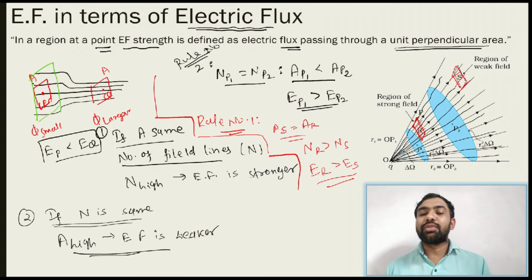In this way you just define the strength of electric field by using the flux concept. Okay, so if you have this type of cases given to you, then you give your answer by using this concept. So the number of field lines in a particular region, meaning the strength of electric field at some point, is given by the flux passing through the unit perpendicular region.